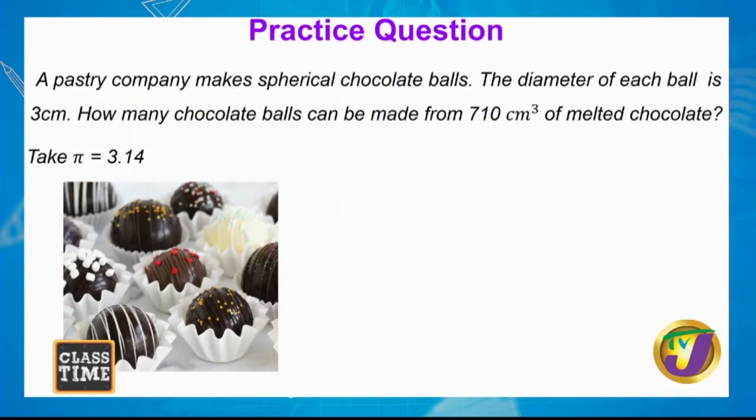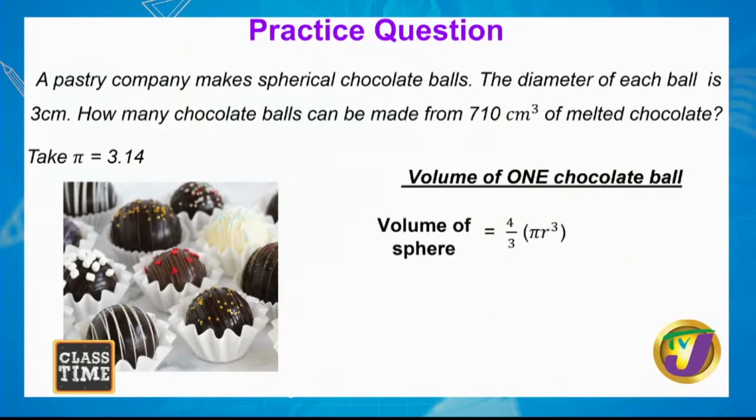So we need to first find how much melted chocolate they need for one ball. Okay. Yeah, we need to do that. And I'm noticing something else, because it says the diameter of each ball is 3 centimeters. And bring up what we just discovered, please. Volume of a sphere is equivalent to 4/3 pi r cubed. I don't see any D in there, I don't see any diameter. So we need the radius.